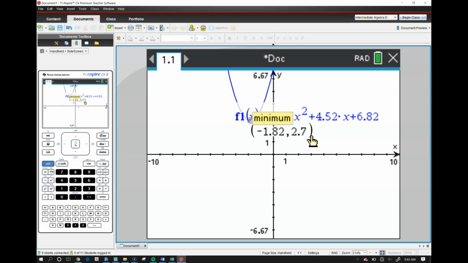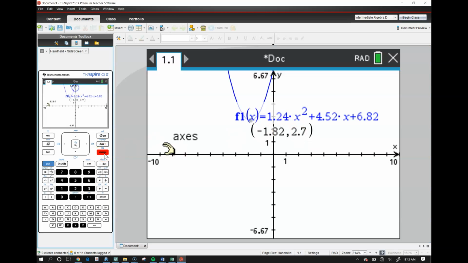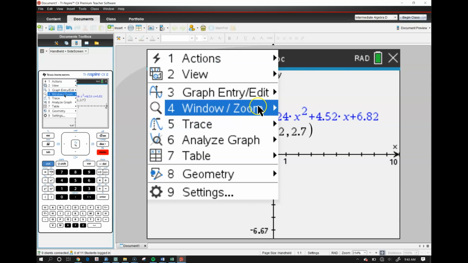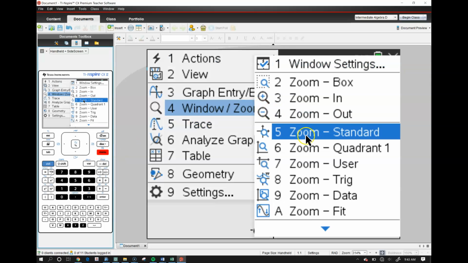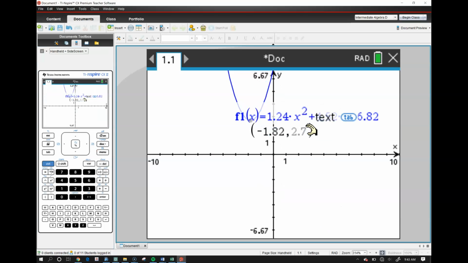How do you do the zoom in thing? If you go menu, window zoom, you can go standard if it's all crazy. Just push standard and it'll go back to where it was.